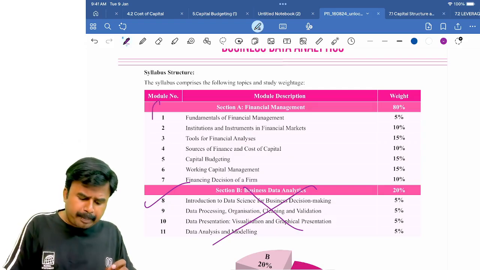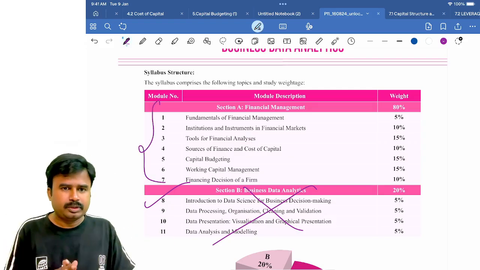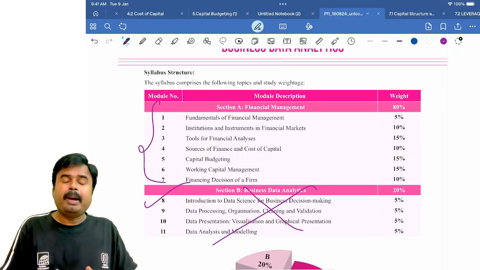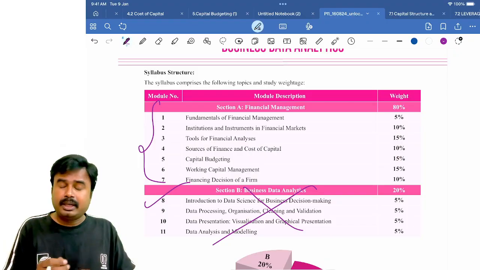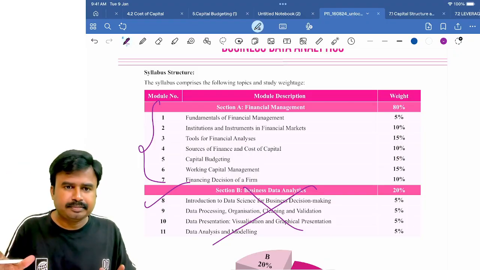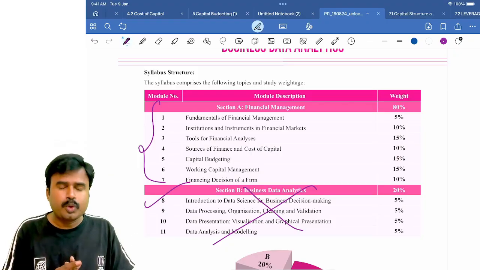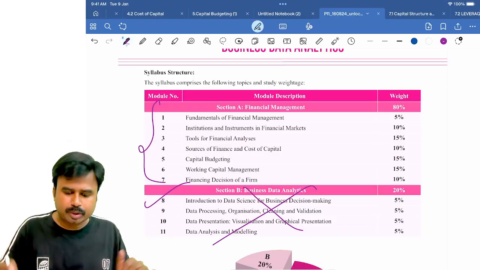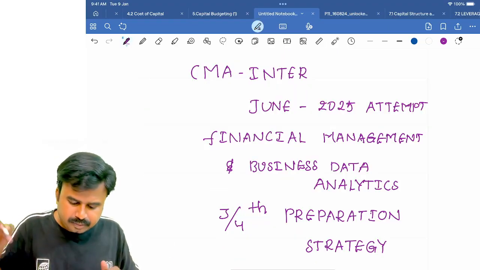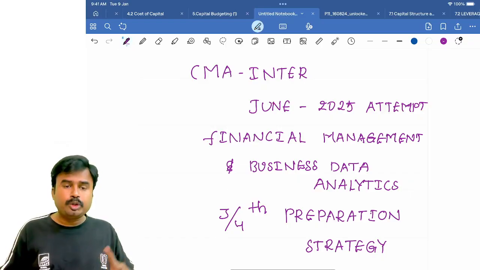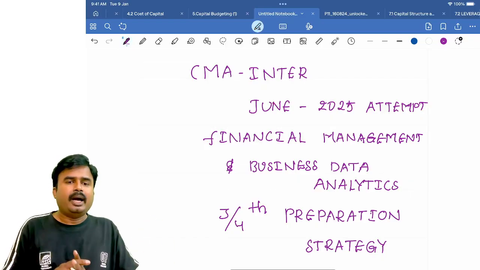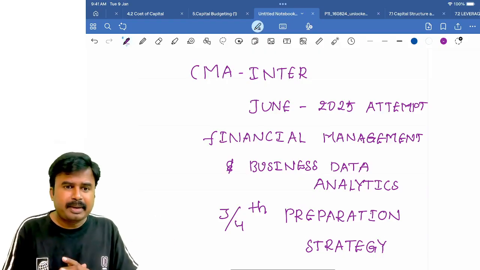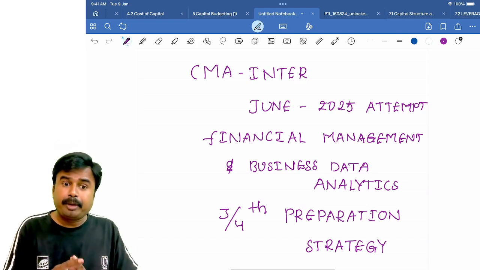And you don't need to prepare 100% of these topics also to get an exemption. I'll give you few topics. By preparing such topics, definitely you're going to get an exemption in this paper FM and BDA. So what are such chapters and how to prepare? This is our discussion today. Look at this. So we are talking about the June 2025 attempt. I have covered nearly 4 past examination papers and also MQPs.